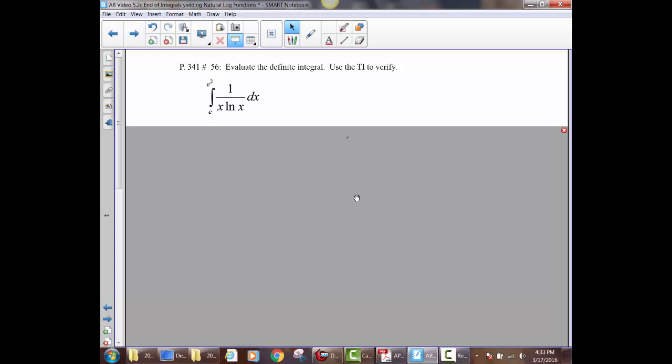Evaluate the definite integral. Use the TI to verify. So you don't have to do the second part.